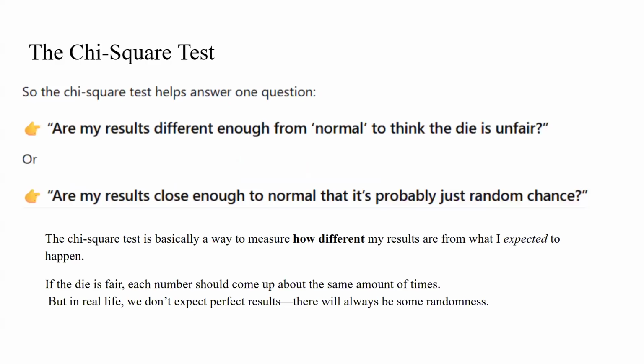A little background on the chi-square test. The chi-square test is basically a way to measure how different my results are from what I expected to happen. In real life, what happens is not necessarily going to be exactly what we expect, due to natural randomness. And so to figure out whether that difference is due to randomness or is actually too far off and too unfair, we will be using the chi-square test to quantify it.